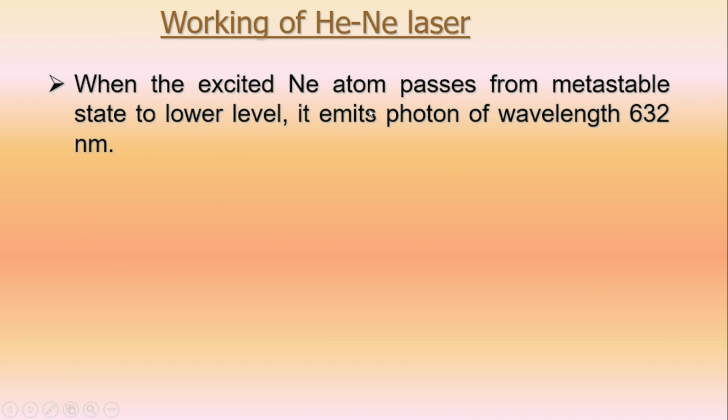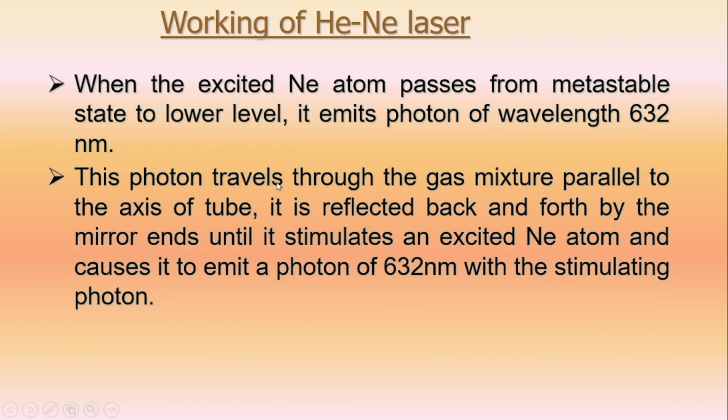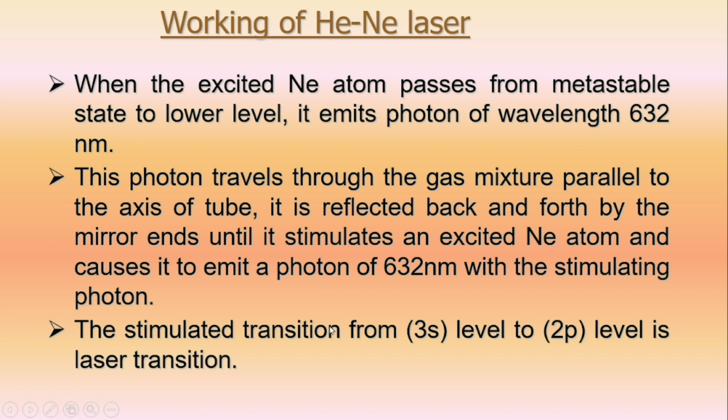When the excited neon atom passes from metastable to lower level, it emits a photon of wavelength 632 nanometer. And this photon travels through the gas mixture parallel to the axis of the tube, and it is reflected back and forth by the mirror ends until it stimulates an excited neon atom and causes it to emit a photon of 632 nanometer in phase with the stimulating photon. The stimulated transition from 3s level to 2p level is the laser transition.